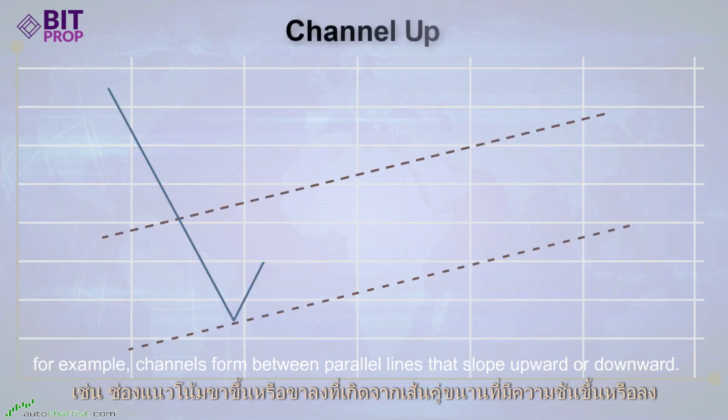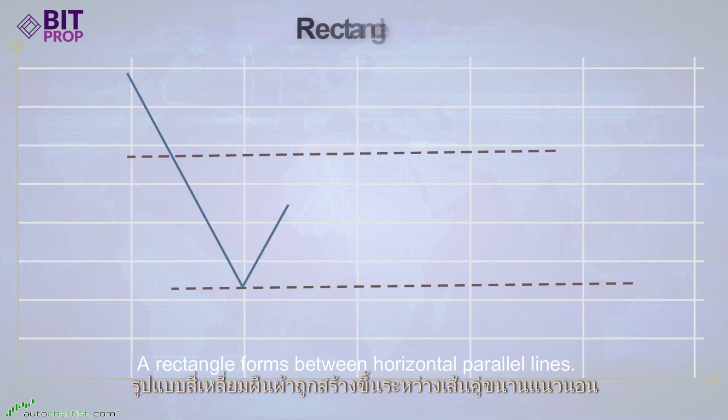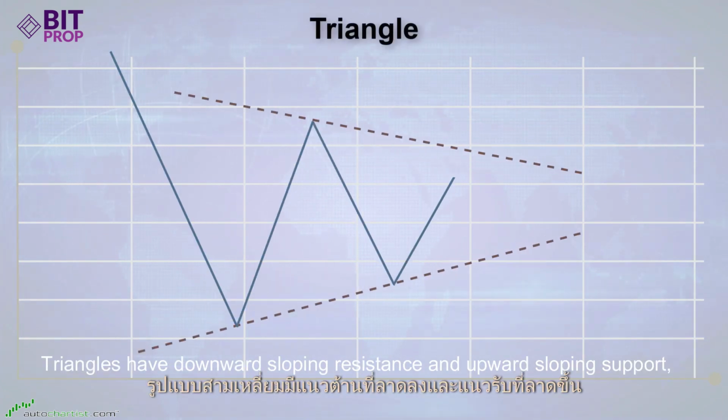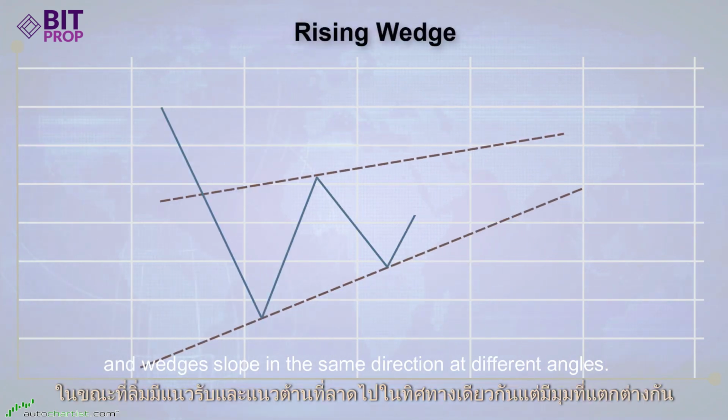For example, channels form between parallel lines that slope upward or downward. A rectangle forms between horizontal parallel lines. Triangles have downward sloping resistance and upward sloping support, and wedges slope in the same direction at different angles.